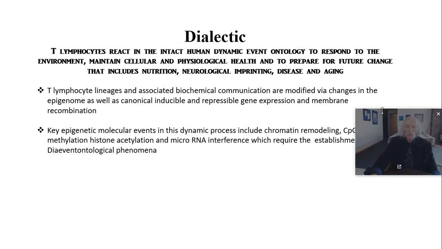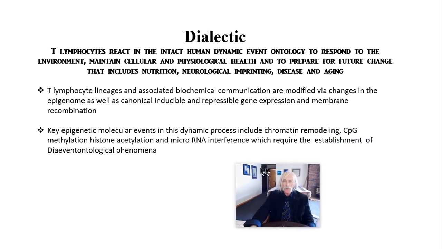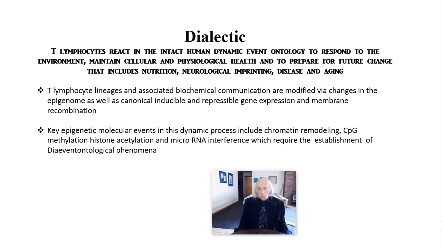So let's generate a dialectic here for T lymphocytes, okay? T lymphocytes react in the intact human dynamic event ontology, because these are part of the acquired immune system, remember, from the old terminology, still used terminology, of course, to respond to the environment, maintain cellular and physiological health, and to prepare for future change. It's a key component there too. That includes nutritional, neurological, imprinting, disease, and of course, the overarching aging. We all grow old, right?